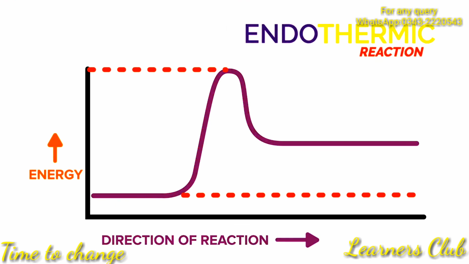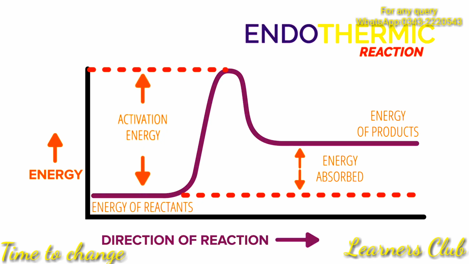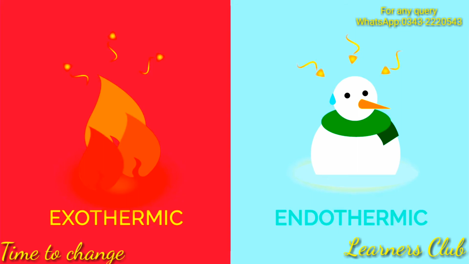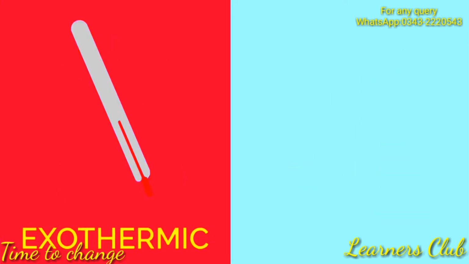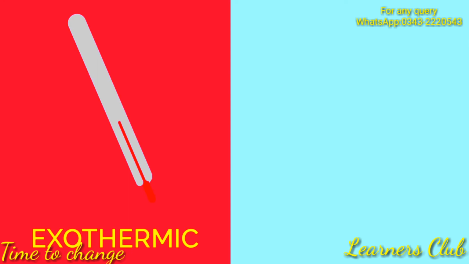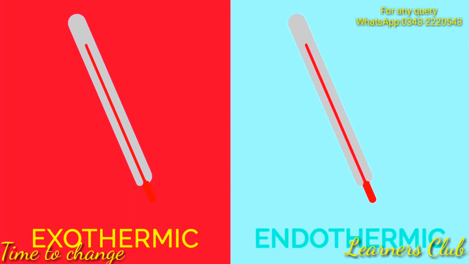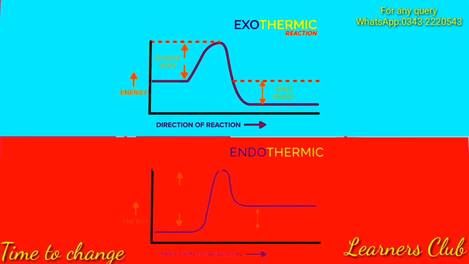Because in endothermic reactions energy is added to the reaction, the energy of the products is higher than the energy of the reactants. And so the energy curve looks like this. So there you have exothermic and endothermic reactions. All you need to remember is that exothermic reactions give out energy and endothermic reactions take in energy. Both can be detected with a thermometer. In exothermic reactions, the surroundings get hotter, and in endothermic reactions, the surroundings get colder.